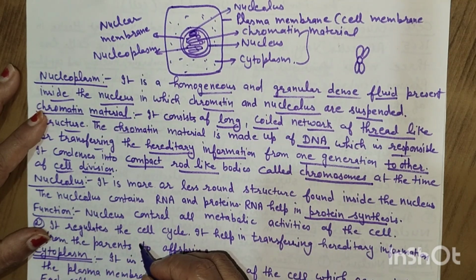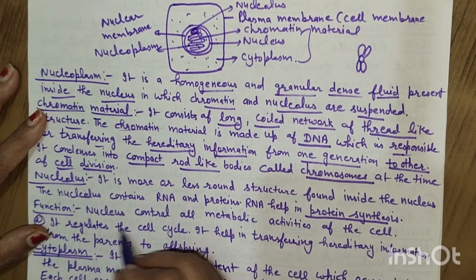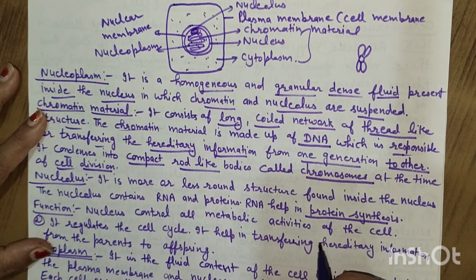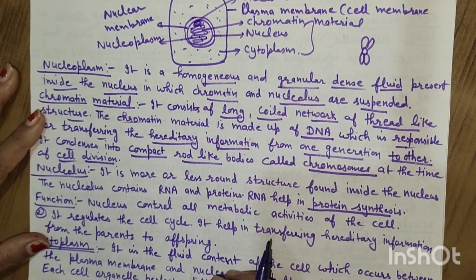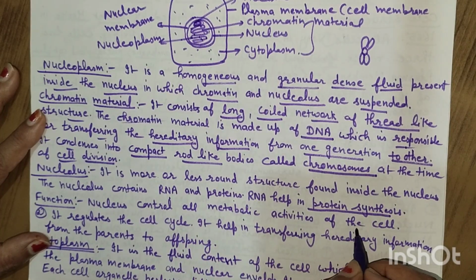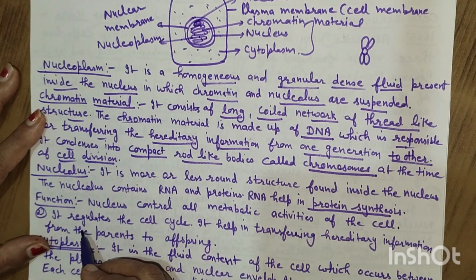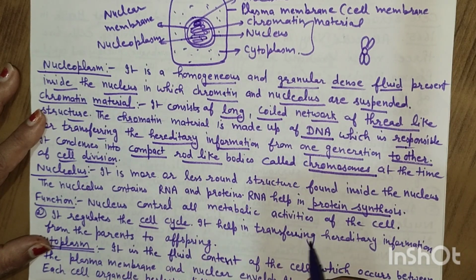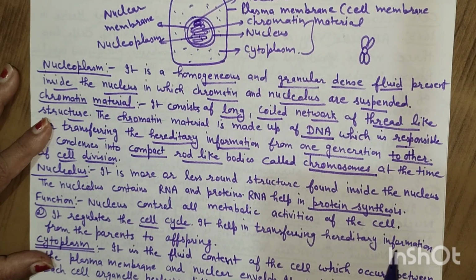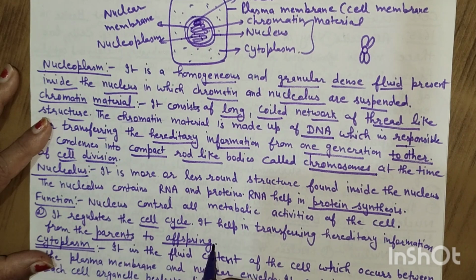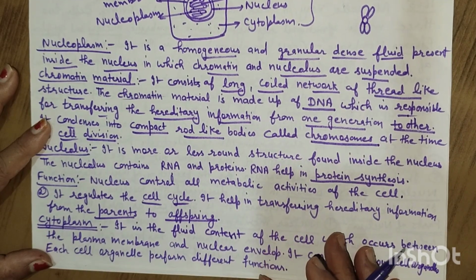Now, what are the functions of the nucleus? The nucleus controls all metabolic activity of the cell. It regulates the cell cycle. It helps in transferring the hereditary information from parents to offspring, or from one generation to another generation.